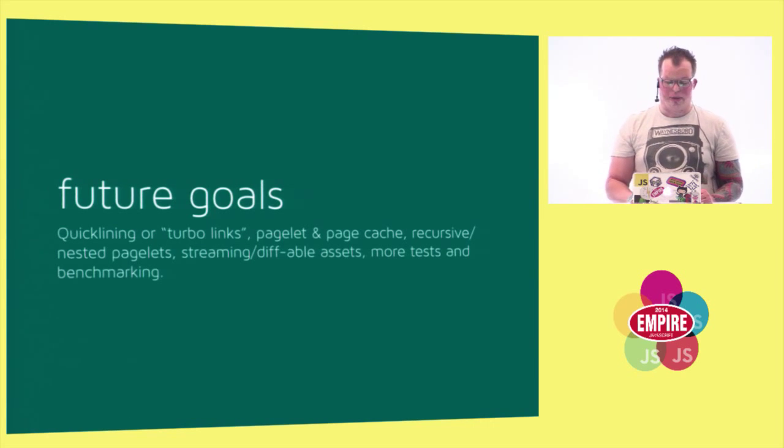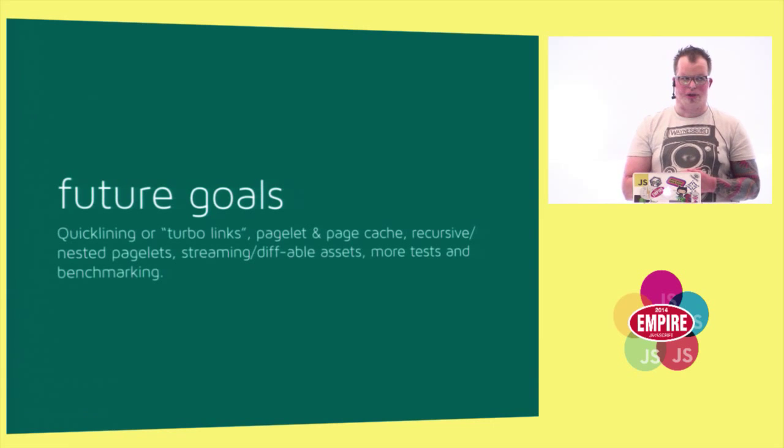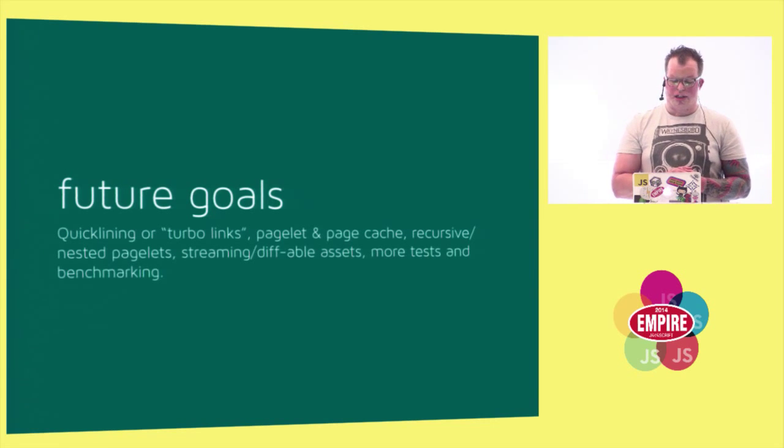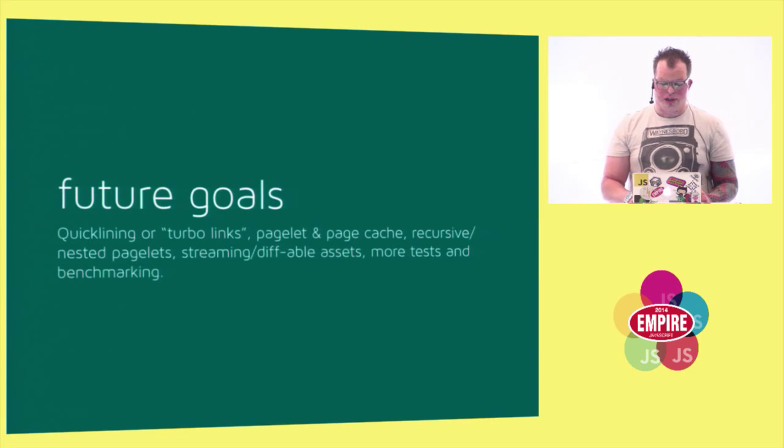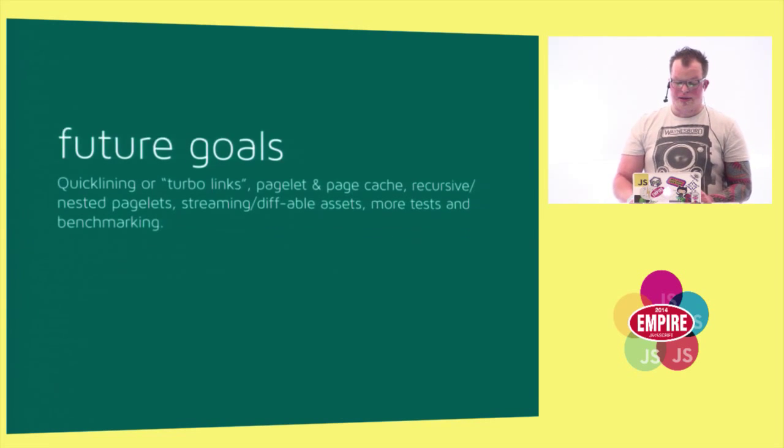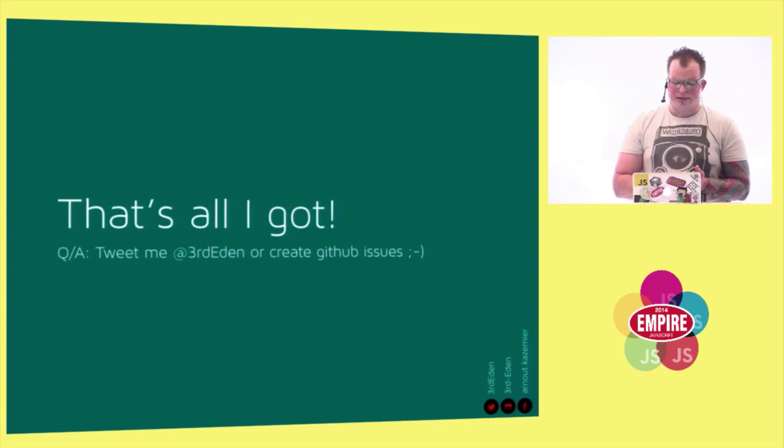Another couple of things are page caching, recursive and nested pages, and streaming diffable assets, because we want to ensure that the assets we load on the page are cached for as long as possible, but we still want to make sure that they update in really small diffable versions. And of course, we're going to add more tests and benchmarking, but yeah, that's all I got.